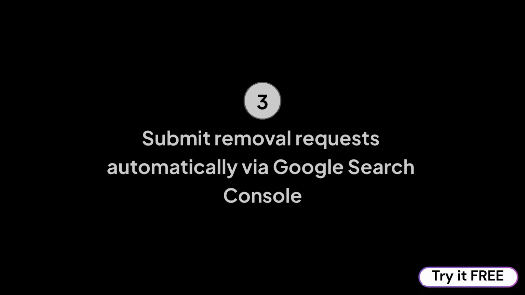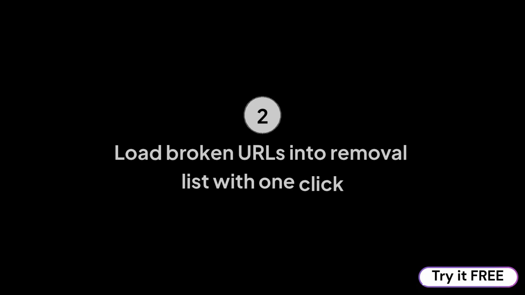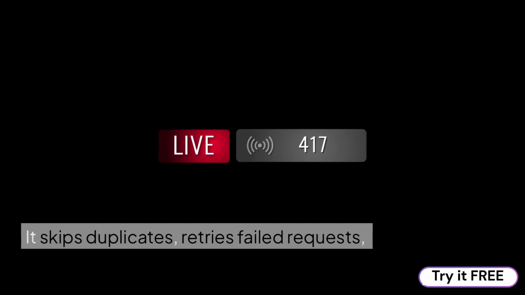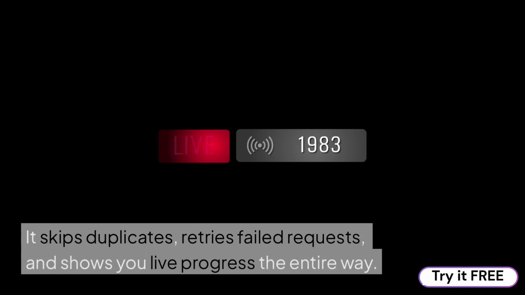Step 3. Open Google Search Console, click Start, and QuickRemove automatically submits every removal request for you. No more clicking one URL at a time. Step 2. One click loads all the broken URLs into your removal list. It skips duplicates, retries failed requests, and shows you live progress the entire way.